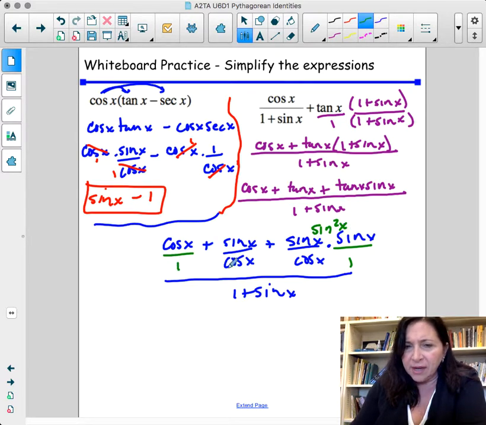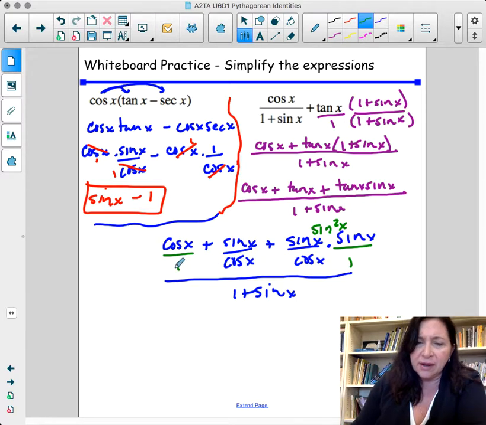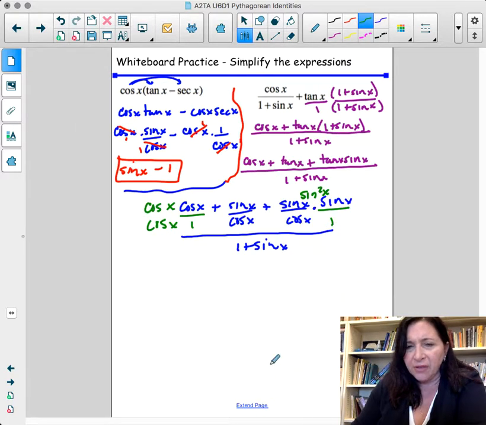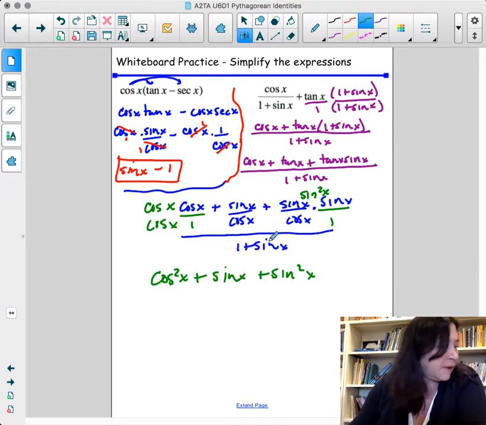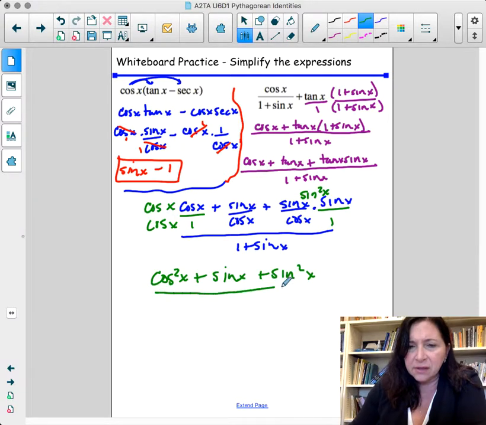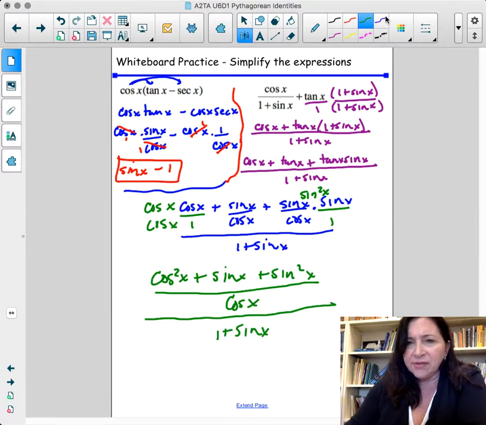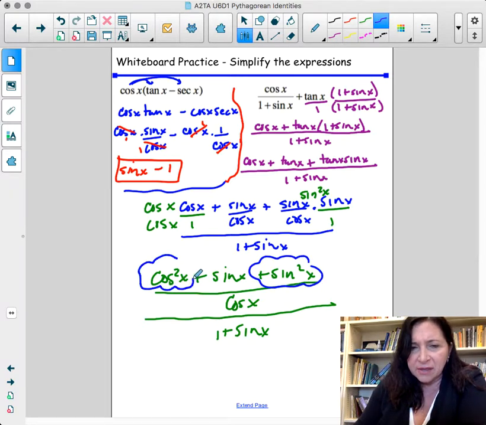Here, I want to try to get everything to be cosine of x. So this is cosine, that's cosine, that also. So I'm going to multiply this by cosine of x over cosine of x, so I can simplify the numerator. So what I do now have is cosine times cosine, which is cosine squared of x, plus sine of x, plus sine squared of x, all over cosine of x, all over, don't forget, 1 plus sine of x. And now what I see is this. I see sine squared of x, and I see cosine squared of x. Well, that's 1. That's one of my Pythagorean identities.